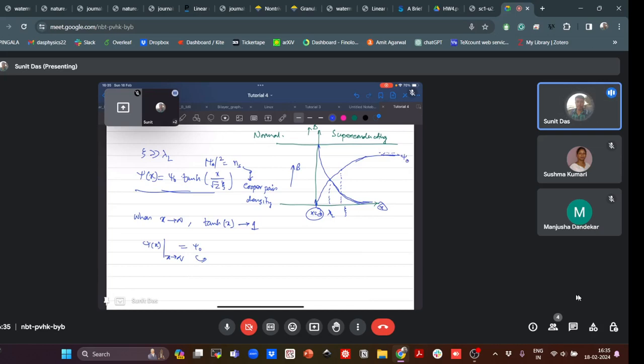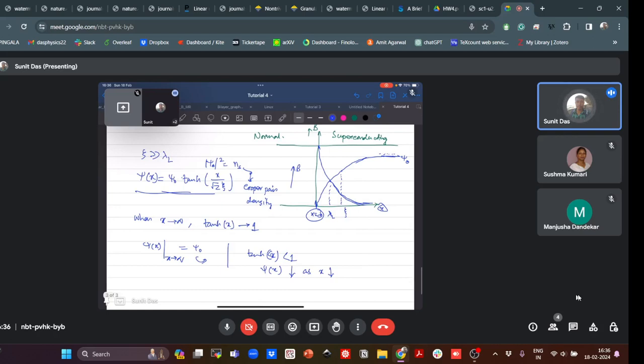But as we approach the normal and superconductor junction, the interface rather, then tanh is less than 1. So tanh x is less than 1. That means psi of x also decreases as x decreases. So that means this behavior of the function psi of x equal to psi 0 tanh of x by root 2 xi makes sense, right?